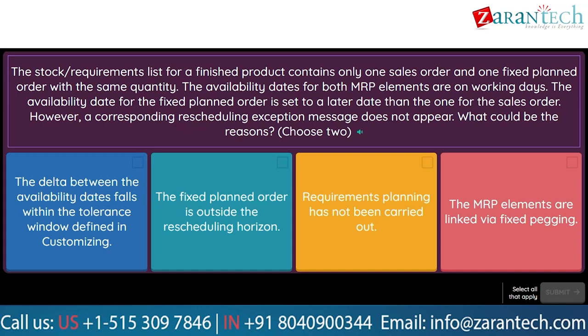Choose 2. Option 1. The delta between the availability dates falls within the tolerance window defined in customizing. Option 2. The fixed planned order is outside the rescheduling horizon. Option 3. Requirements planning has not been carried out. Option 4. The MRP elements are linked via fixed pegging.